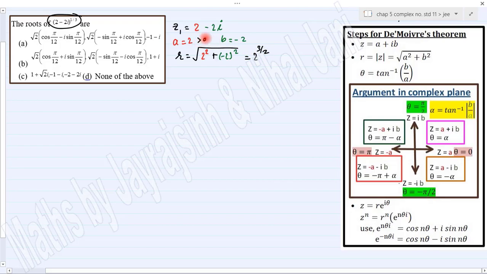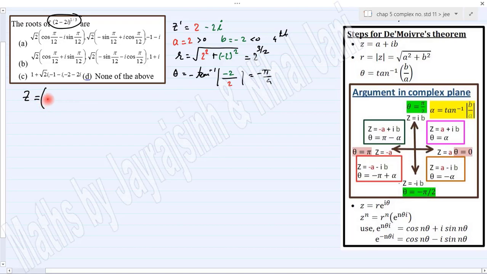And real part is positive and imaginary part is negative. So we can say our complex number lies in the fourth quadrant. So its theta must be minus tan inverse of mod b by a, or we can say minus 2 by 2, which will give us minus pi by 4. So let's write down our original complex number.